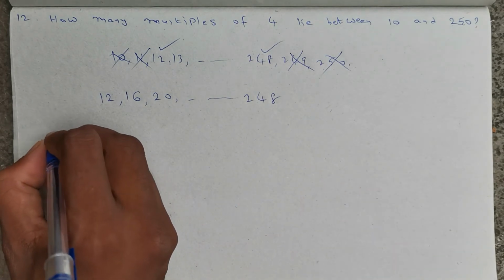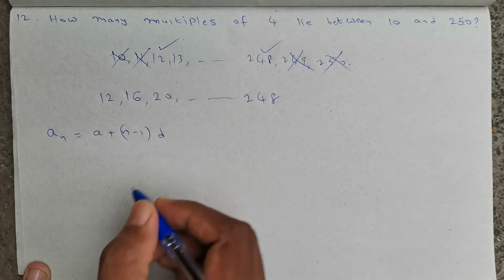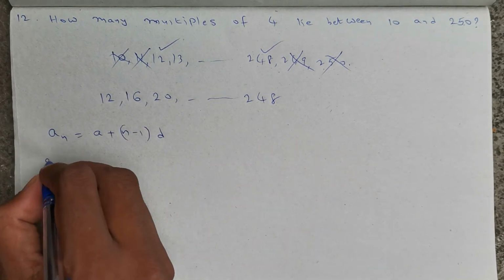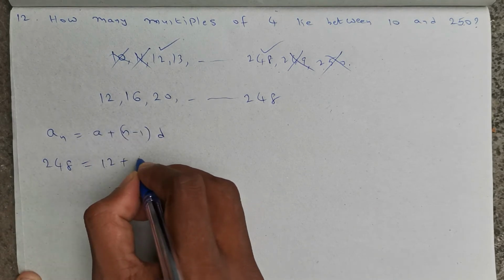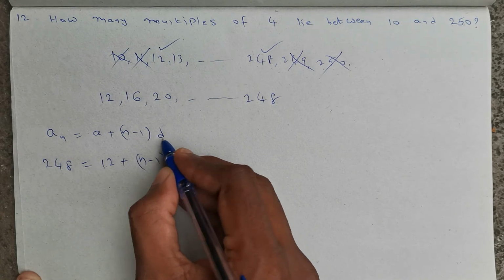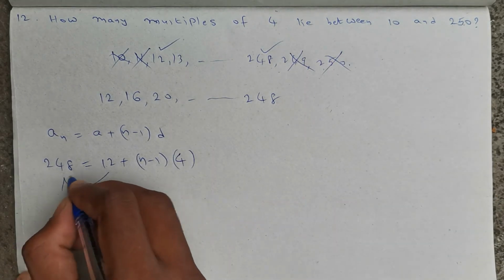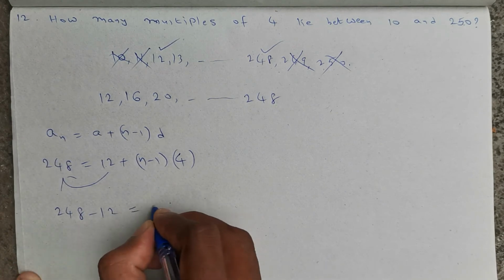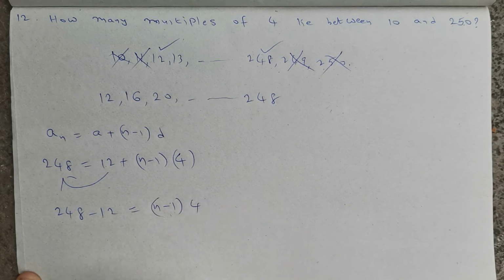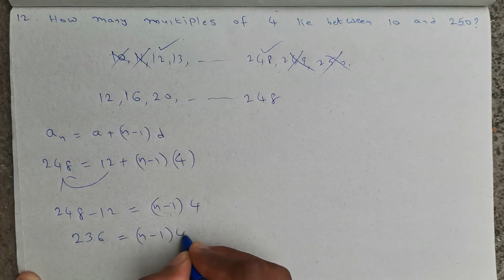Now we need to find how many numbers are there. An is equals to A plus n minus 1 into D. Here An is the last term, 248 is equals to A first term 12 plus n we don't know, n minus 1 of D. We are going with the 4 multiples, so 4 it will be. Now 12 I will take to the left side, so 248 minus 12 is equals to n minus 1 into 4. 248 minus 12, 236 is equals to n minus 1 into 4.